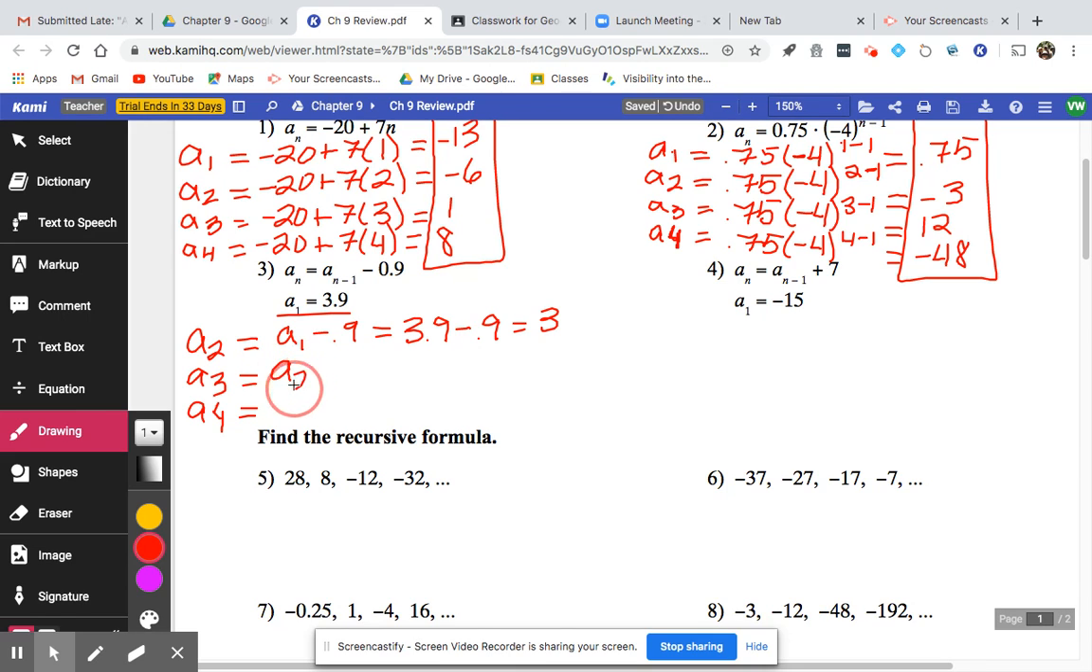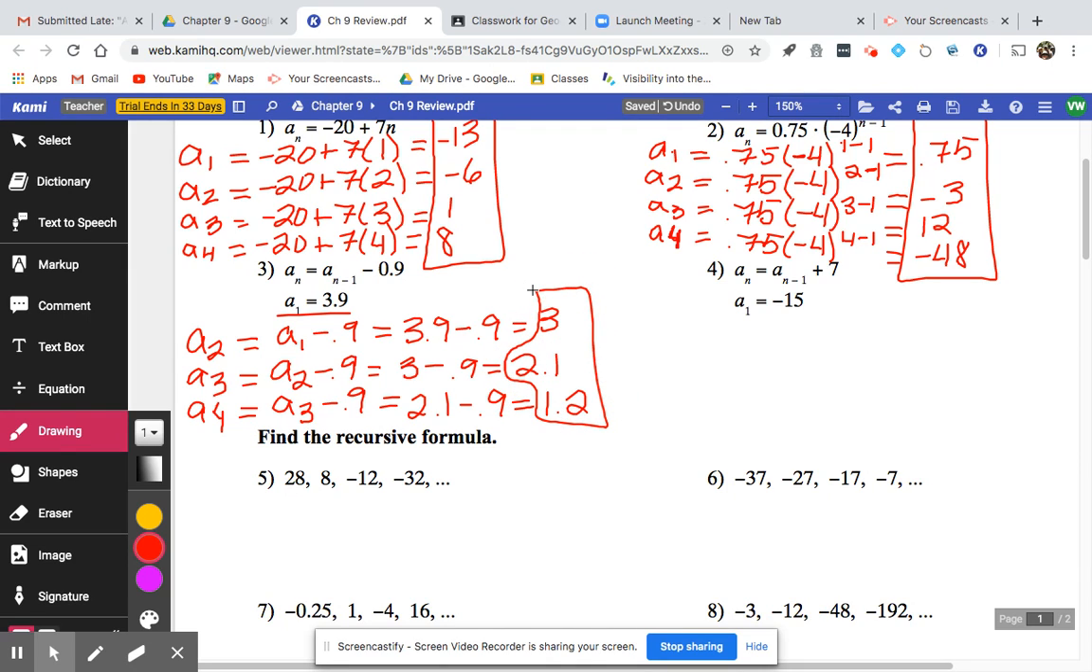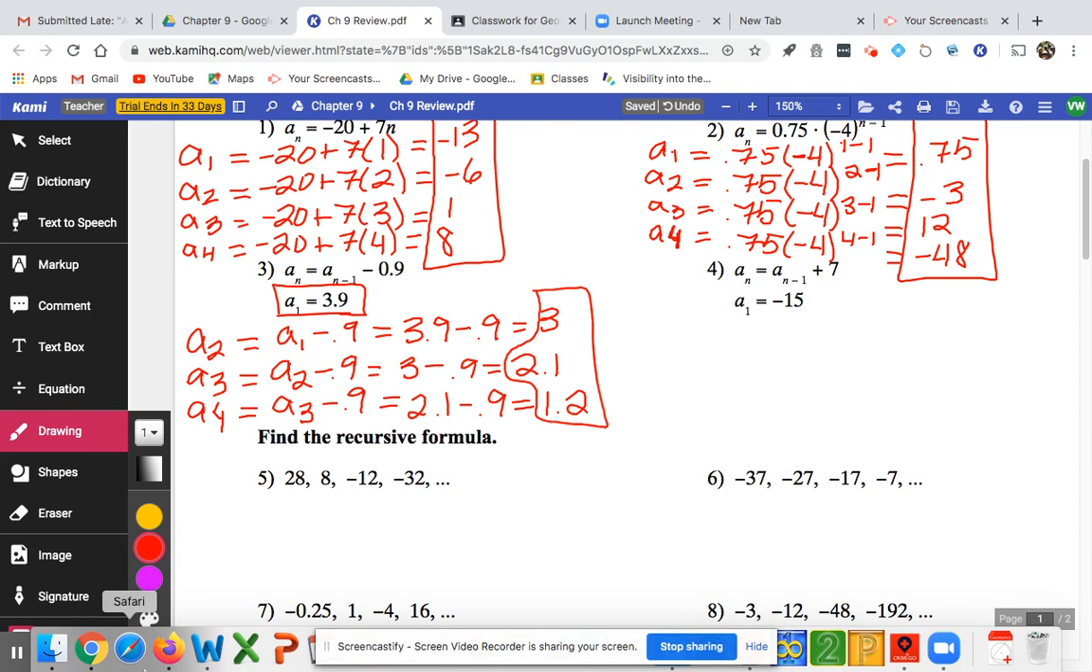A3, we have to take A2 minus 0.9, which is 3 minus 0.9, which is 2.1. And A4, we simply take A3 minus 0.9. Once again, for each respective term, we're taking the term immediately before it and subtracting 0.9. So here I get 1.2. So here are my next 3 terms. Here's my first term. So A1, 3.9, then comes 3, then comes 2.1, then comes 1.2.